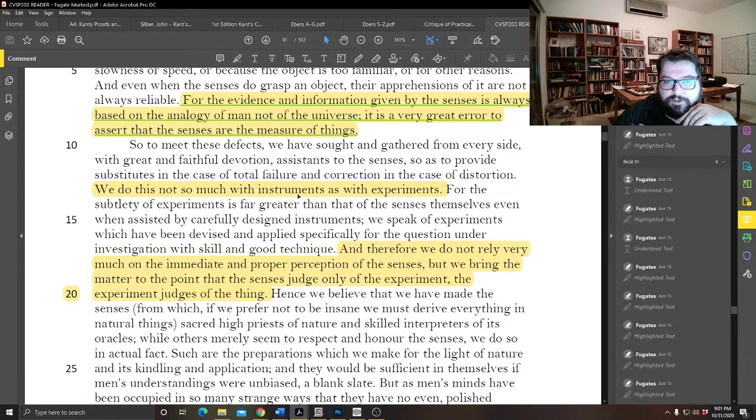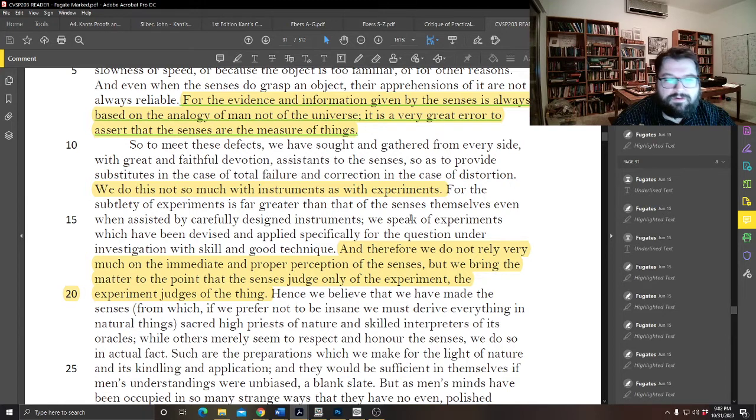We do this not so much with instruments. He didn't have a great belief in the use of instrumentation in science. He thought they were useful, but not really that important. He says not so much with instruments as with experiments. For the subtlety of experiments is far greater than the senses themselves, even when assisted by carefully designed instruments.